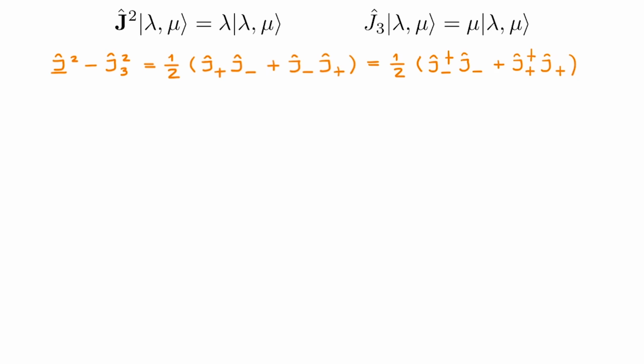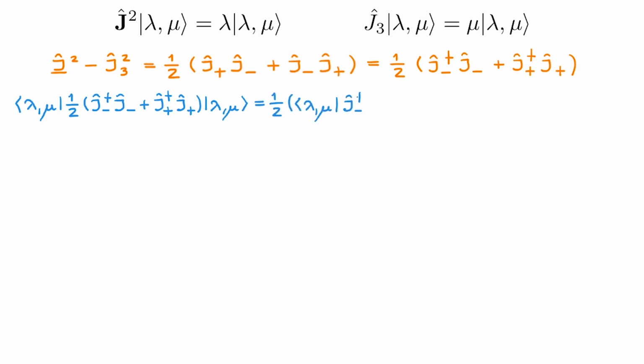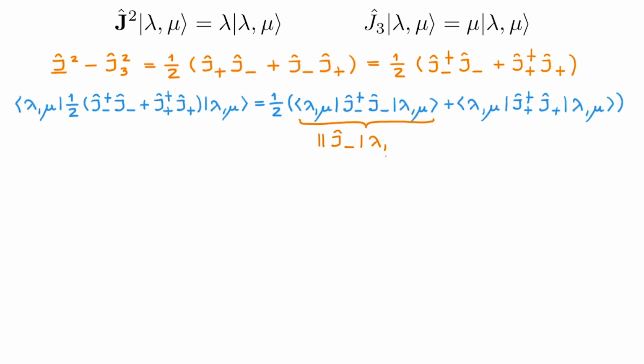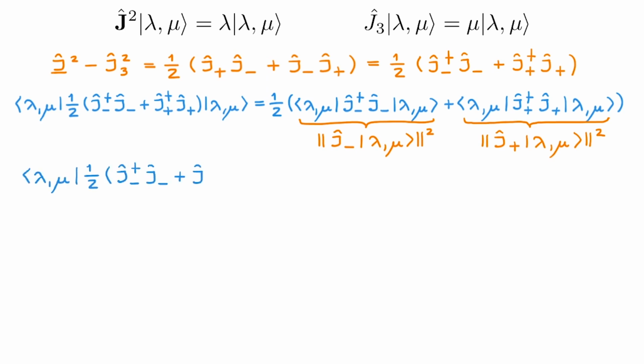We now consider the right-hand side of this expression and calculate its expectation value with respect to a common eigenstate of j squared and j3. We can expand this expression into two terms, and this term is the norm squared of j minus lambda mu, and this term is the norm squared of j plus lambda mu. As norms are always larger than or equal to 0, this whole expression is larger than or equal to 0.